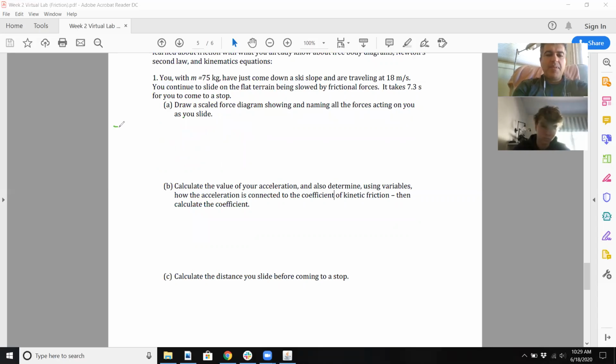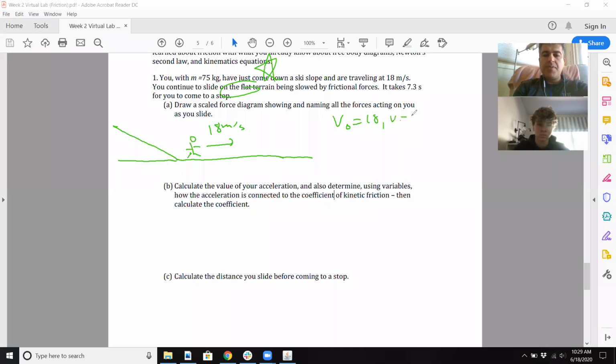Okay, so here's a ski slope. So now you're here. That's what we've got to read carefully. That's important, because otherwise, you notice I was kind of lost there. Good. So here's the deal. Our initial velocity is 18. Our final velocity is going to be 0. Our time is 7.3.